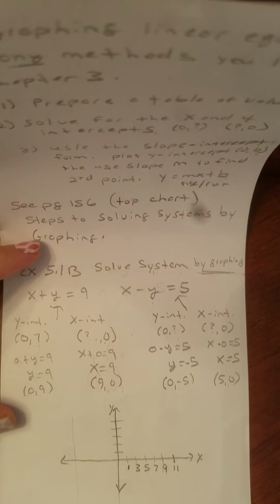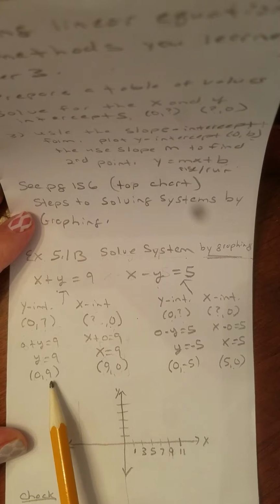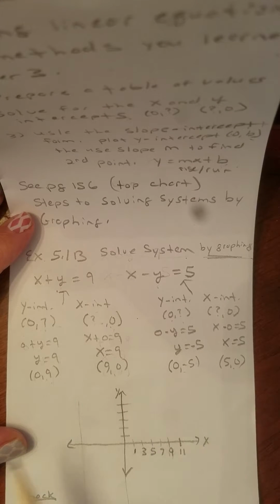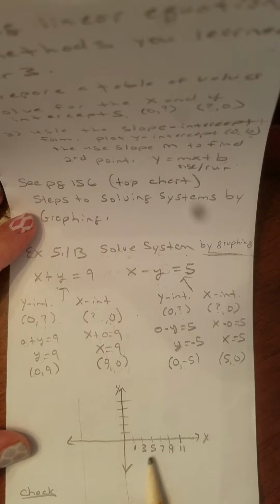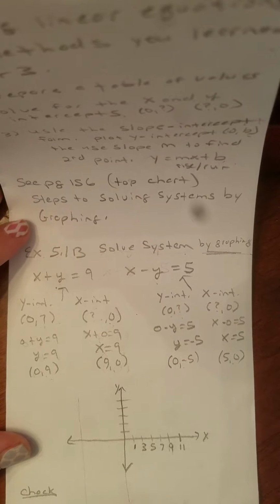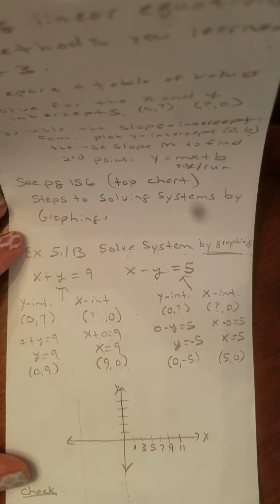Let's see if that helps a little bit. So notice we have 9, 9, and 5, and 5. And so they're odd numbers. So I just chose to make my number scales the odd numbers: 1, 3, 5, 7, 9, 11. You could do 1, 2, 3, 4, 5, or you can count by twos. You just kind of pick how you want to mark your units.